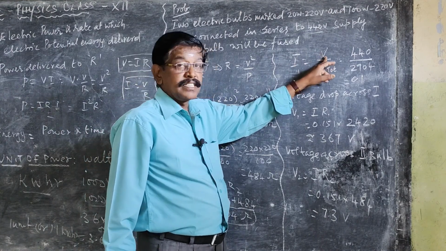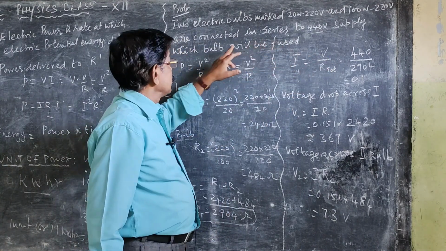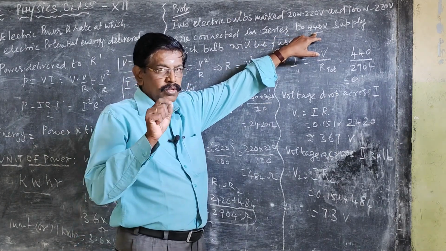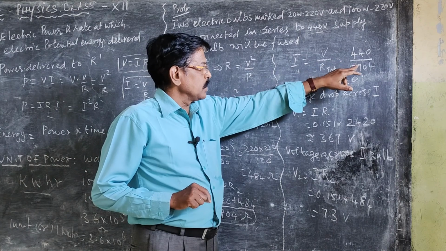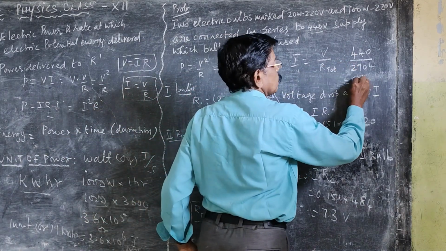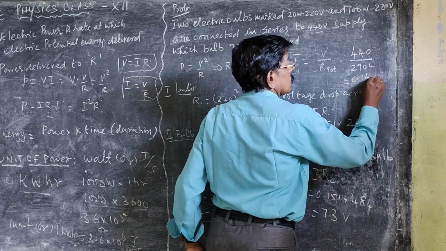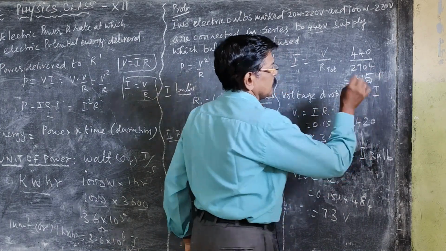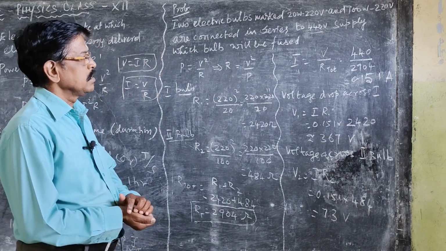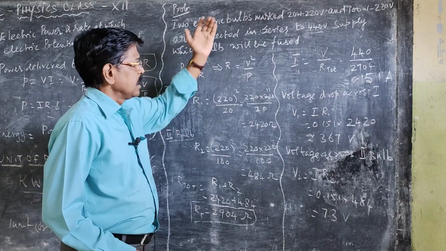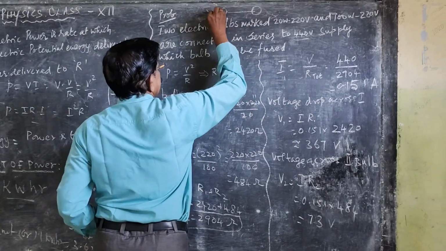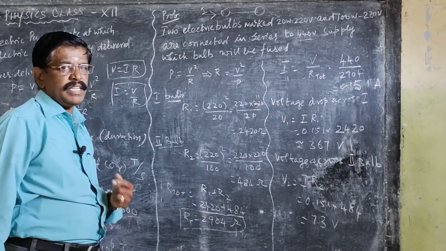The voltage here V, you should take the series combination is connected across this voltage. You should not take 220. You should take 440. Take 440 by total resistance. If you roughly calculate this, the answer will be 0.151, and the unit is ampere. So this is the current in the circuit. See, both the bulbs are connected in series. Same current will pass through. Same current.